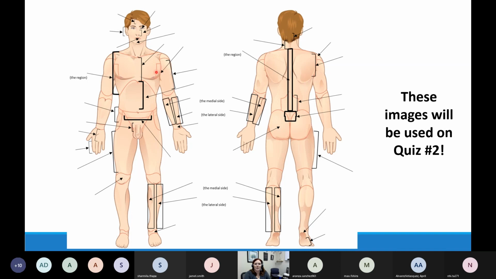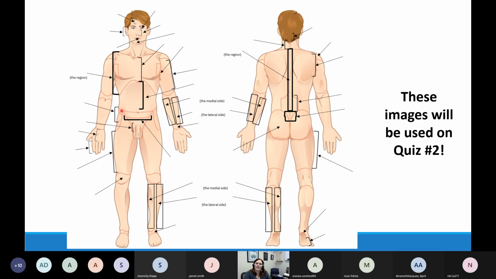One of them would be this region right here, the armpit region. This is called the axillary region. So we could take an axillary temperature by putting a thermometer in your armpit, leave it there for a while, see what it says. So the axillary region, the armpit region.